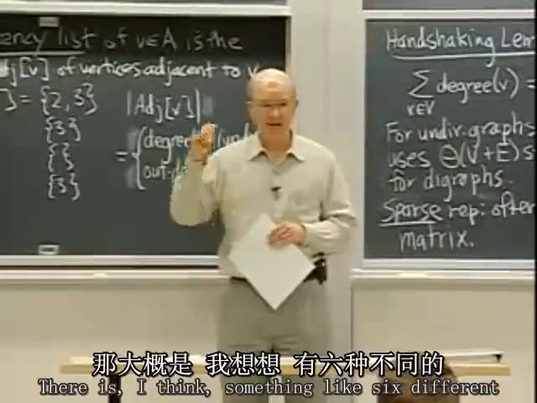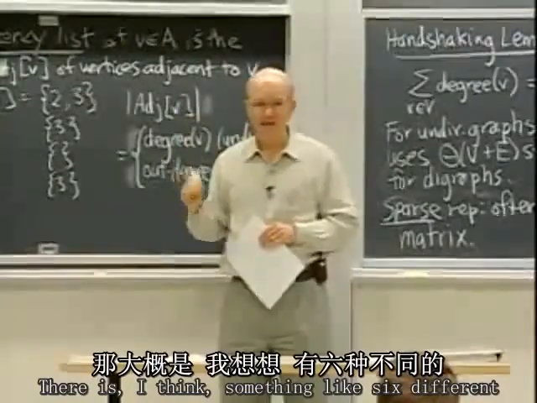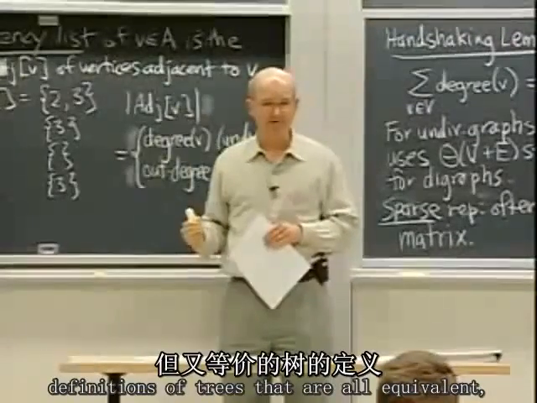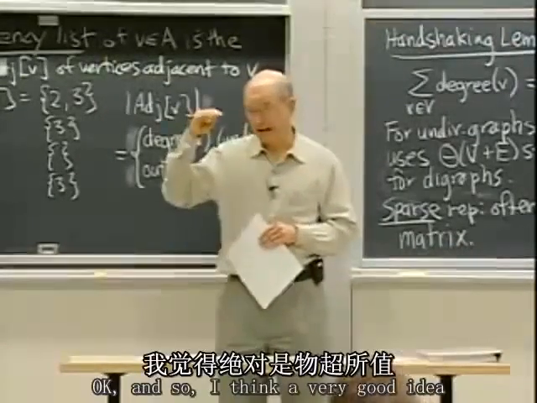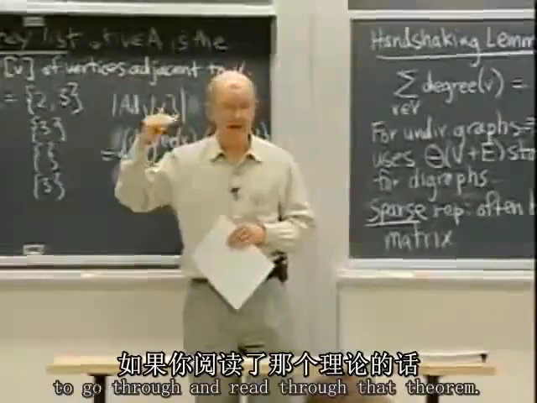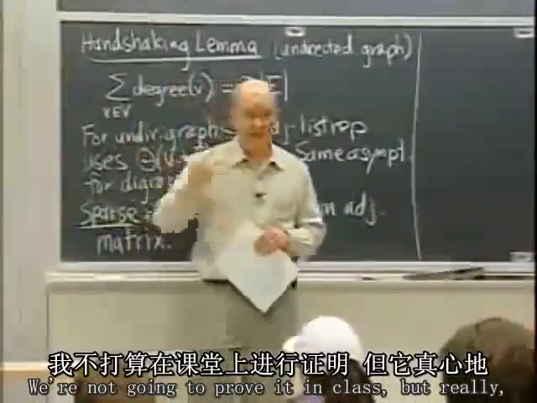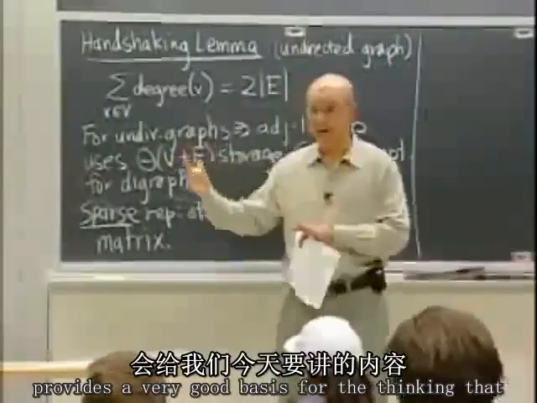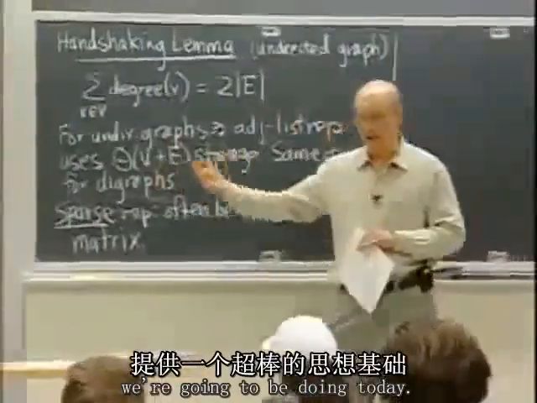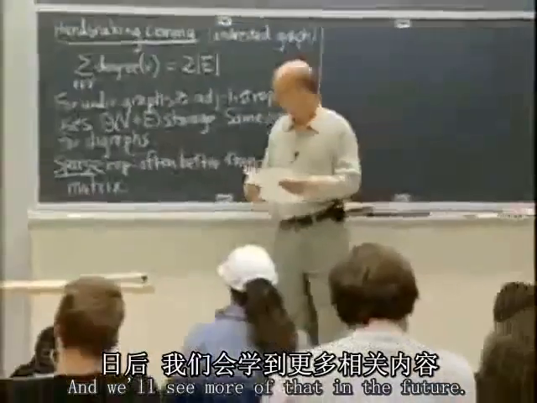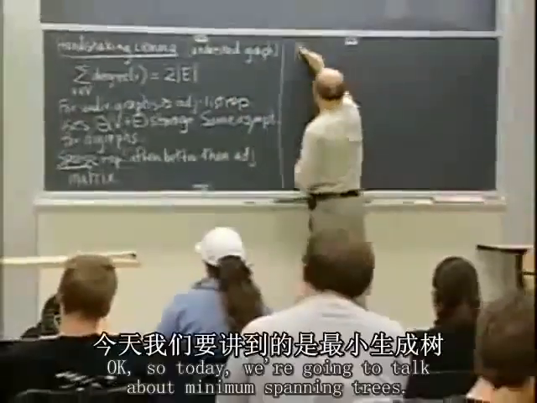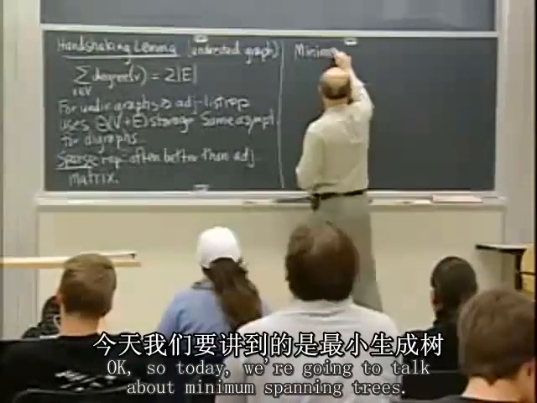There's, I think, something like 6 different definitions of trees that are all equivalent. Okay, and so I think a very good idea to go through and read through that theorem. We're not going to prove it in class, but it really provides a very good basis for the thinking that we're going to be doing today, and we'll see more of that in the future. Okay, so today we're going to talk about minimum spanning trees.